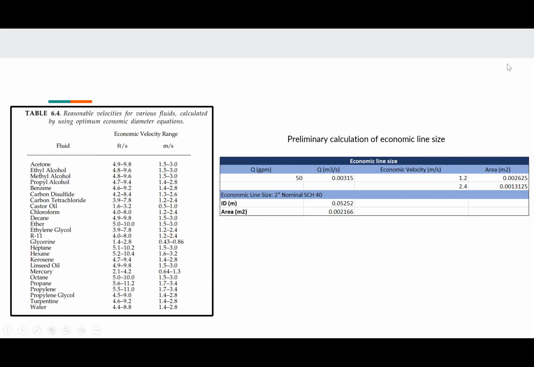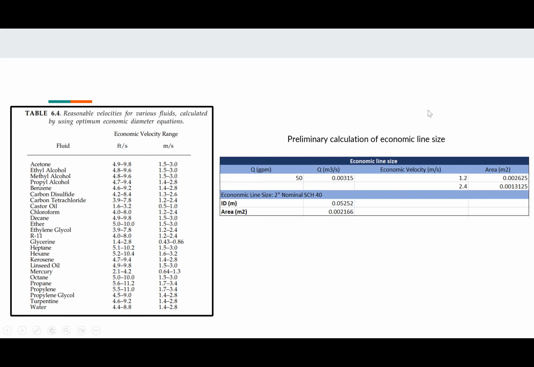So now we will look at preliminary calculations for economic line size. For this table, we can see that we have input volumetric flow rate of 50. Based on comparing the fluid properties of Therminol 72 to those of more well-known fluids, we found that it closely resembles ethylene glycol. So we use that to reference the economic velocity based on table 6.2 on the left. The economic velocity range is between 1.2 and 2.4 meters per second.